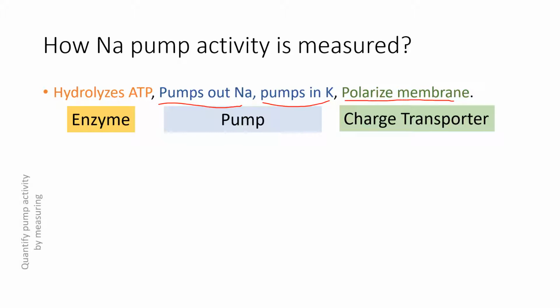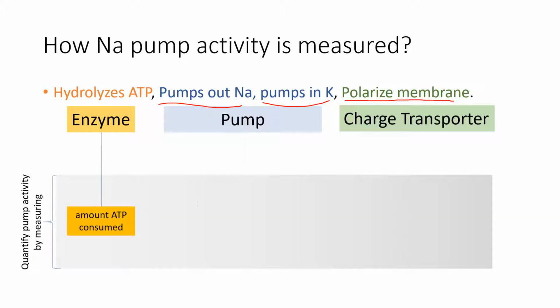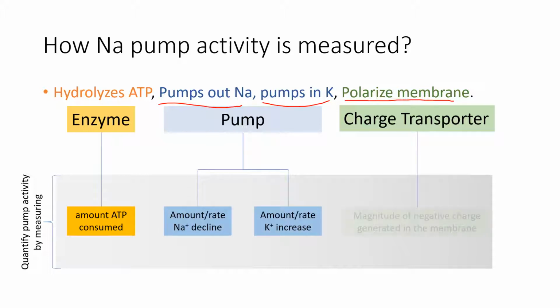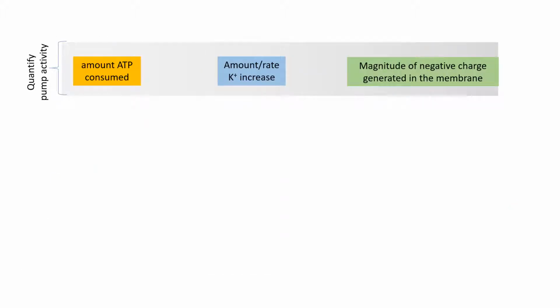To quantify the activity of the pump, we can measure the amount of ATP that is consumed, which gives us the enzymatic activity of the pump. We can measure the amount of sodium decline within the cell or sodium increase introduced into the cell, or the magnitude of the negative charge that is generated in the membrane. But each of these methods comes with some interfering factors.